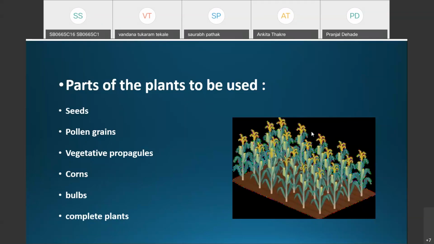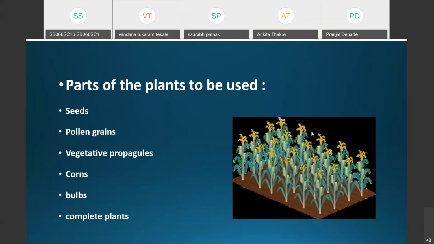Generally the vegetative propagules, corms and bulbs, or the cuttings, are used in the mutation breeding of fruit trees.